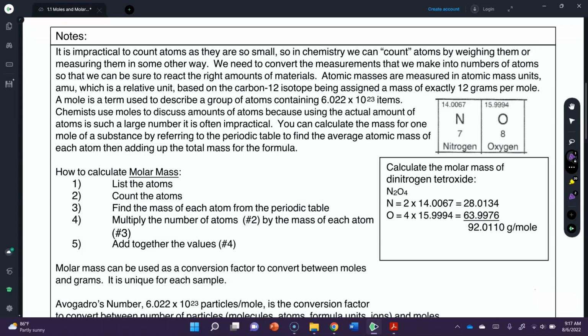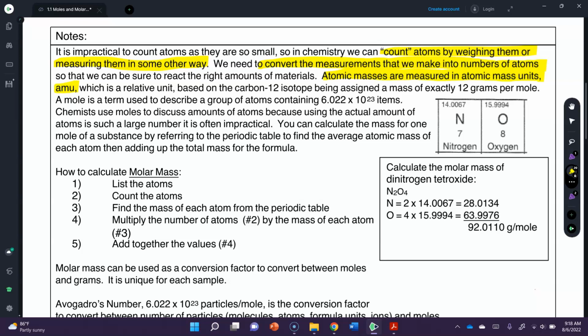It is impractical to count atoms as they are so small. So in chemistry, we can count atoms by weighing them or measuring them in some other way. We need to convert the measurements that we make into numbers of atoms so that we can be sure to react the right amounts of materials. Atomic masses are measured in atomic mass units, or AMU, which is a relative unit based on the carbon-12 isotope being assigned a mass of exactly 12 grams per mole.